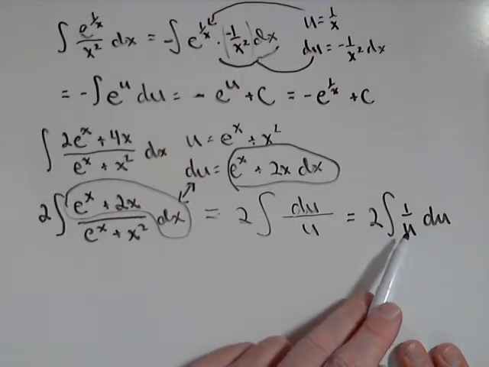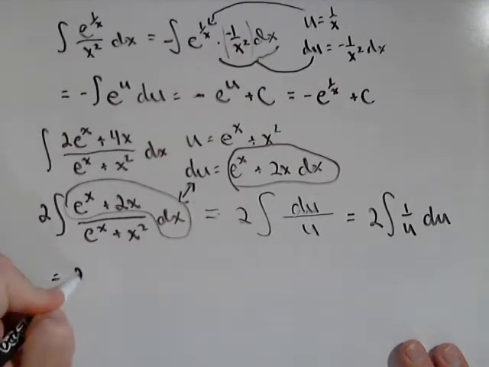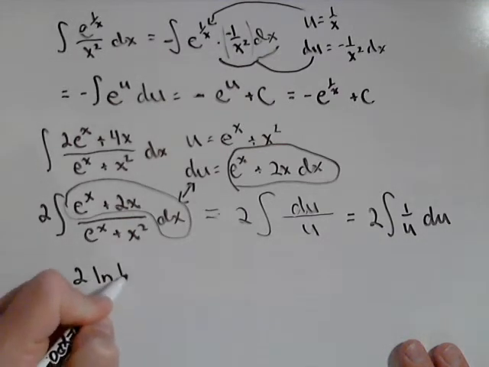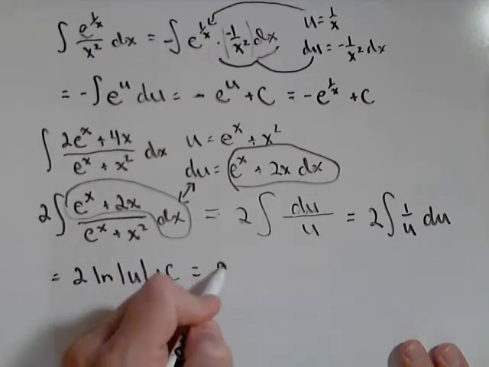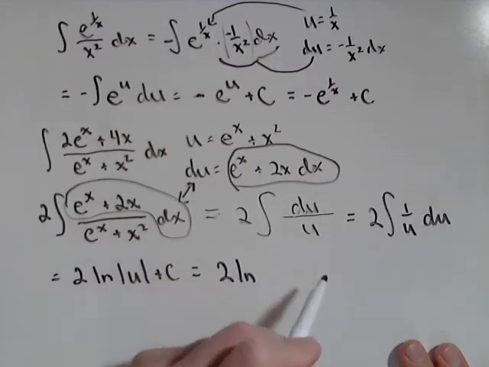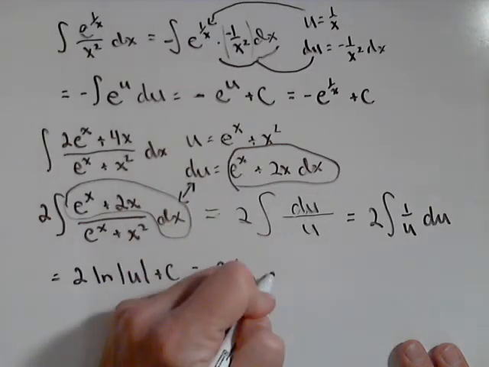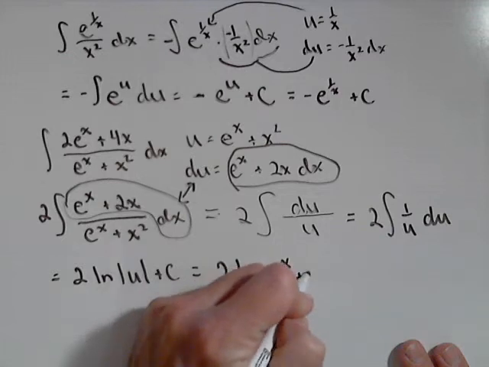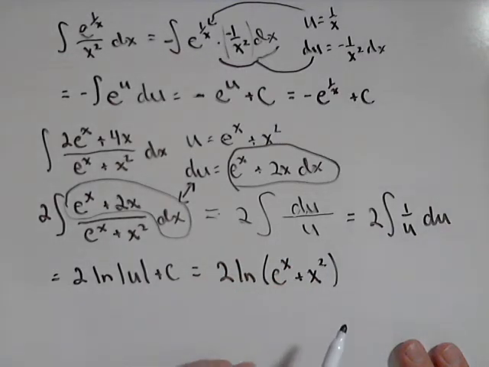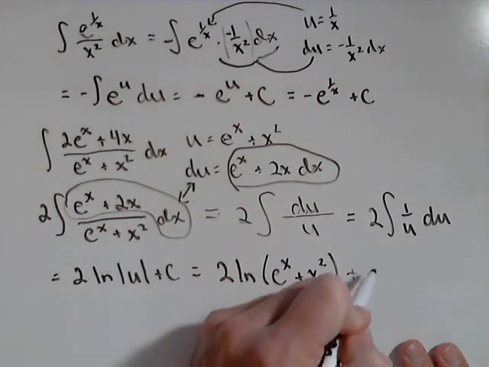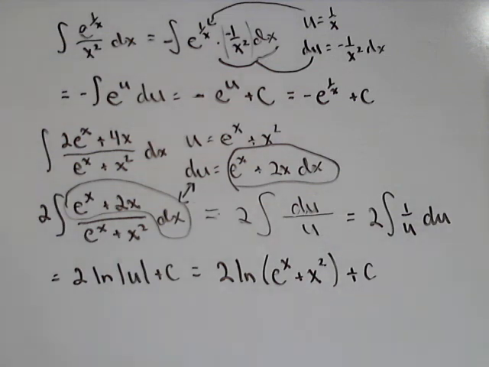The antiderivative of this is natural log of the absolute value of u. So this is 2 times the natural log of the absolute value of u plus c, and then we sub back. So 2 natural log, our u in this case was e to the x plus x squared, which is always positive, so we don't need absolute value. It wouldn't make it wrong. We could just use parentheses, plus c. So there's a couple involving u substitution.